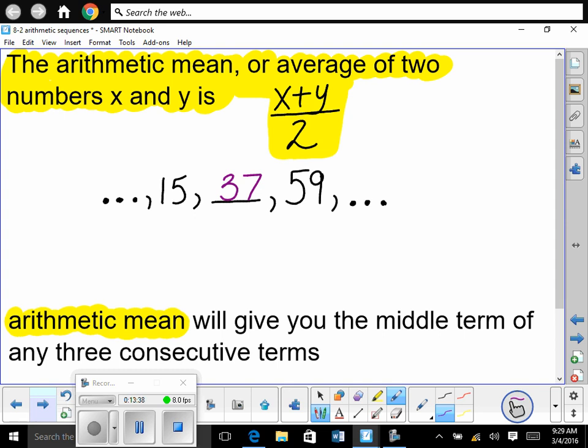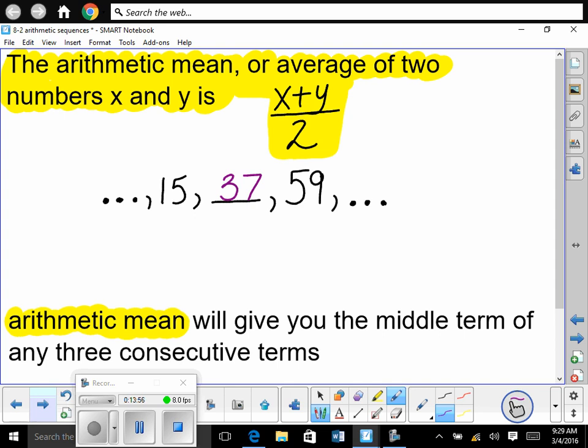The way we thought through it before was we said how many units? So we did 59 minus 15. That's 44 units divided by 2. So we'd be going 22 units each step. So 15 plus 22 is 37. 37 plus 22. So you can think through it however you want. Does that make sense, everybody?